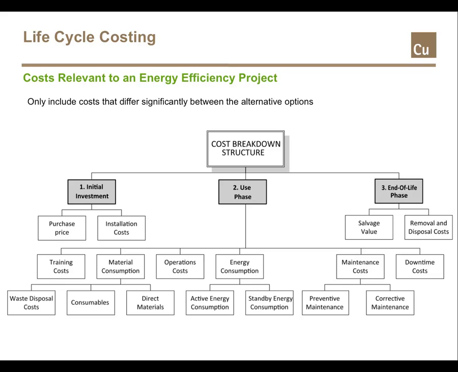The tree on this slide is organized into three main phases in the life cycle of an asset: the initial investment, the use phase, and the end of life phase. Here we'll ignore the effect of taxes. Therefore, any depreciation of the initial investment price within the time horizon is ignored.